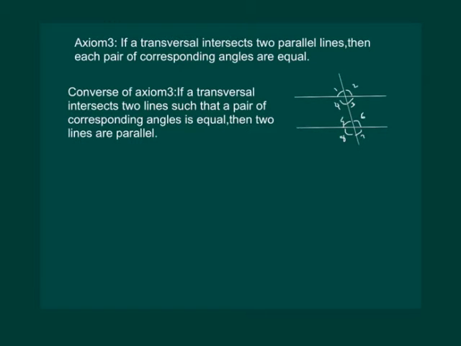Converse of this axiom is also very useful. Now suppose we don't know whether the two lines are parallel or not, then we can draw a transversal, and if we can find one pair of corresponding angles to be equal, then we can conclude that the given lines are parallel. So the converse of axiom 3 states that if a transversal intersects two lines such that a pair of corresponding angles is equal, then the two lines are parallel.